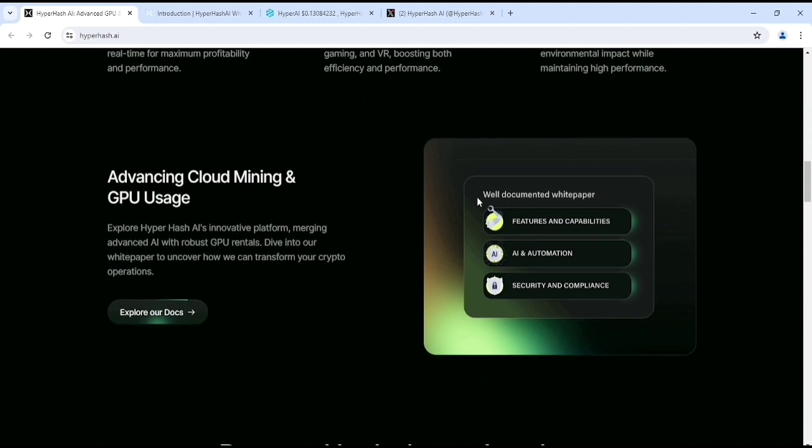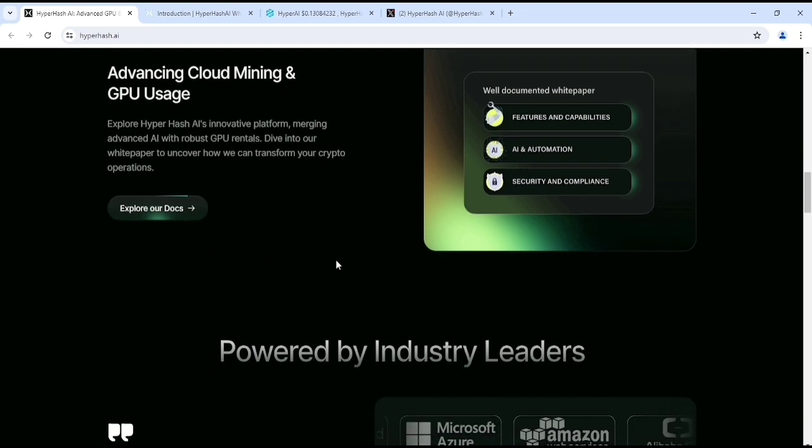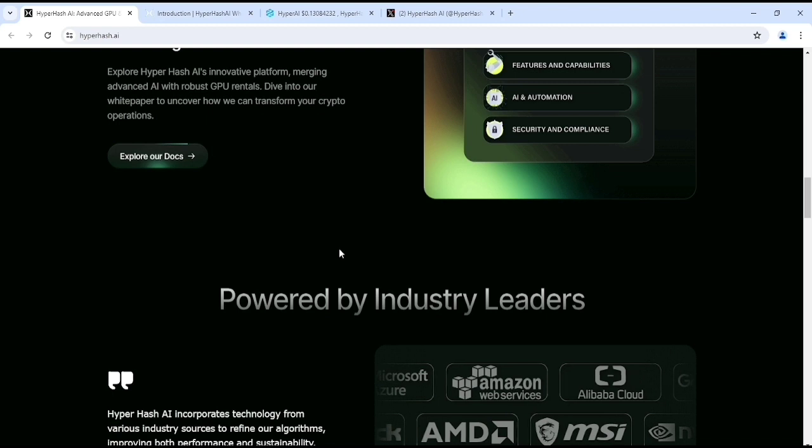If you look at their advanced cloud mining and GPU usage, explore HyperHash AI's innovative platform, merging advanced AI with robust GPU rentals. Dive into their white paper to uncover how they can transform your crypto operations. For more info, you should read their white paper or their docs. And obviously, we should read their docs because we need more information about HyperHash AI.